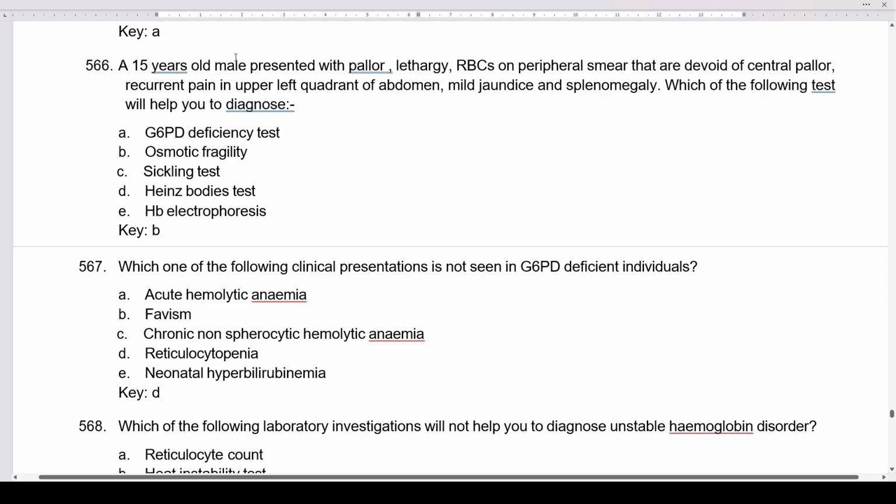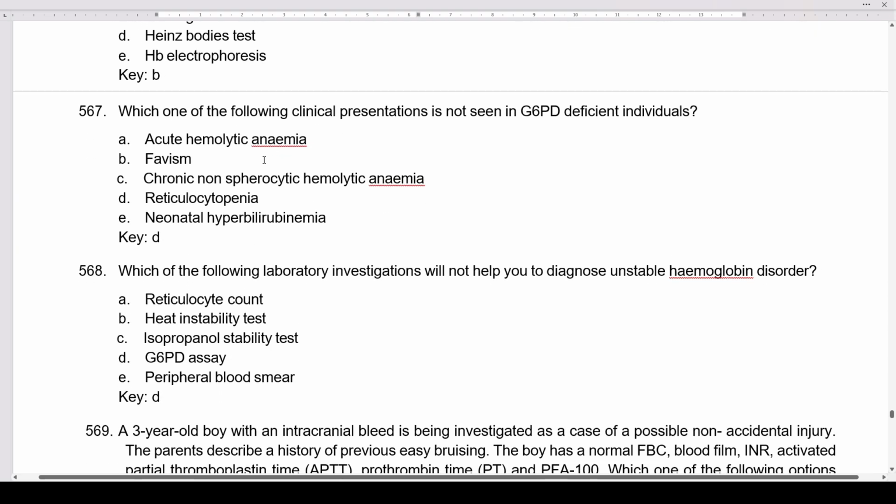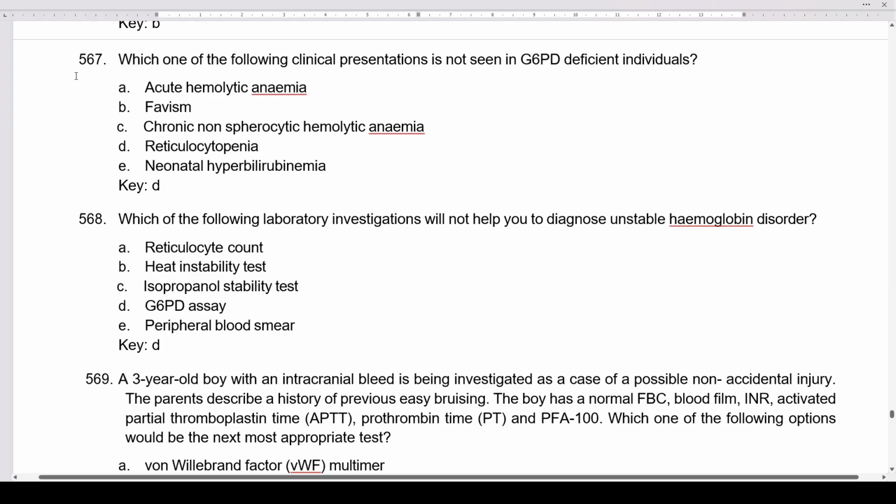A 15 years old male presented with pallor, lethargy, RBCs on the peripheral smear that are devoid of central pallor. They are talking about spherocytes here, because spherocytes are devoid of central pallor. Recurrent pain in the upper left quadrant of the abdomen is due to splenomegaly. The patient has mild jaundice. Which of the following tests will help you to diagnose? It is a case of hereditary spherocytosis, and the test we will do is the osmotic fragility test, which will be increased in hereditary spherocytosis. Which one of the following clinical presentations is not seen in G6PD deficient individuals?